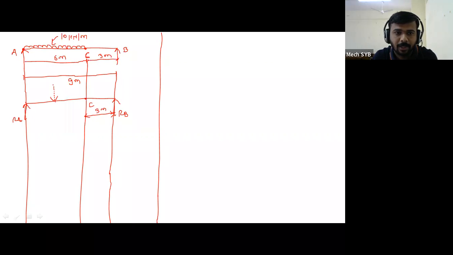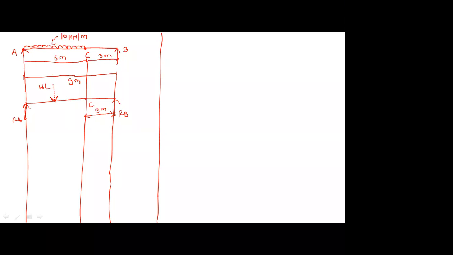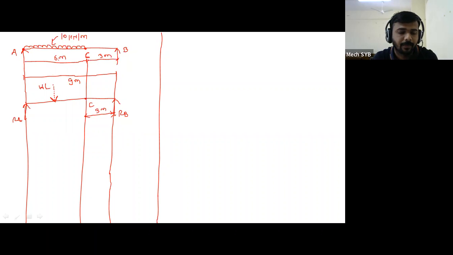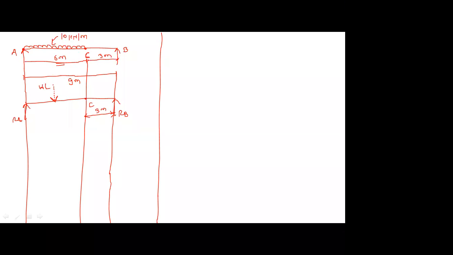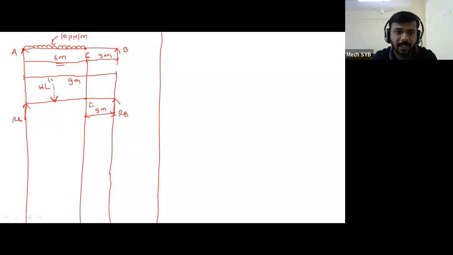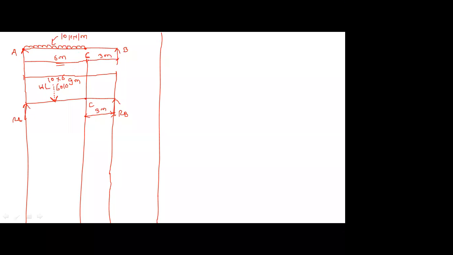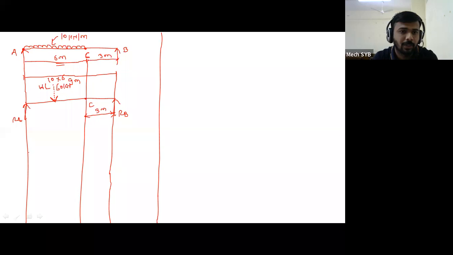See, what does this dotted line tell us? It tells us that the UDL has been converted into a point load. What is the formula? W into length. What is the value of W? 10. And what is the length? 6. Don't consider 9 meters, because your UDL acts on the distance AC, and that AC distance is 6 meters only. So 10 into 6. What is the point load value? 60 kilonewton. So by using the formula W into L, I have converted the UDL into a point load.